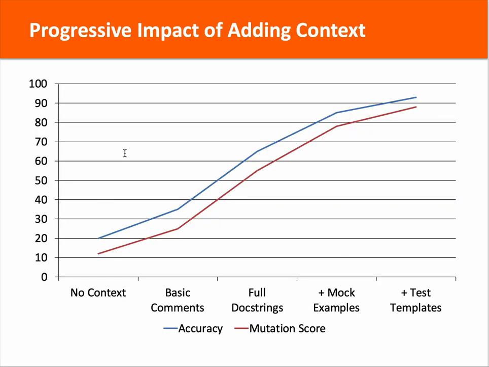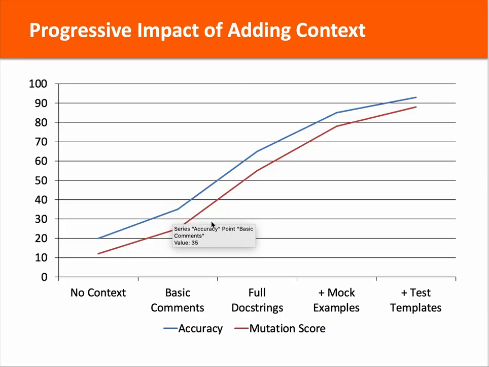Now let's take a look at the context. By adding this context, starting from no context on the bottom left, if you don't provide any context, look at the percentage of the accuracy. We get 20 to 30% accuracy when you don't have any context. When you add some basic comments, the range grows and reaches 30 to 35%.